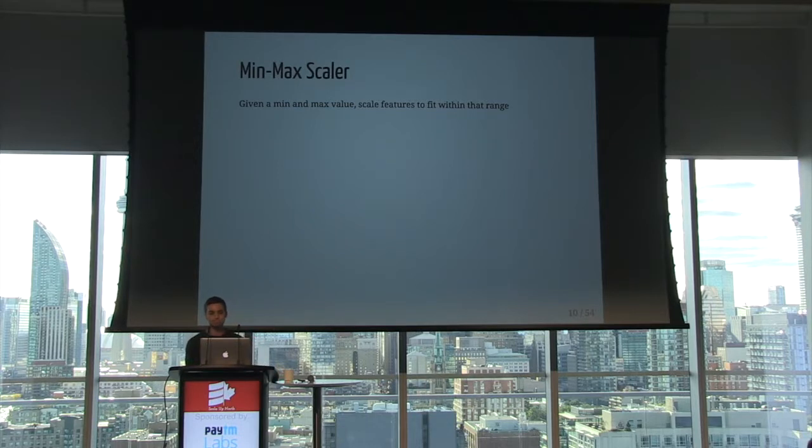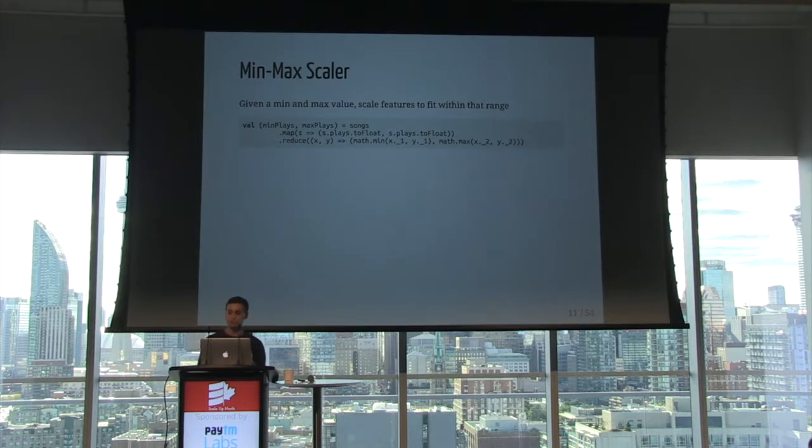OK. So here's another type of transformation. In this case, we provide a minimum and maximum value as a parameter, and then the input values are scaled to fit within that range. So the largest value in the collection will become the given maximum, the smallest will become the minimum, and everything else will be scaled accordingly.